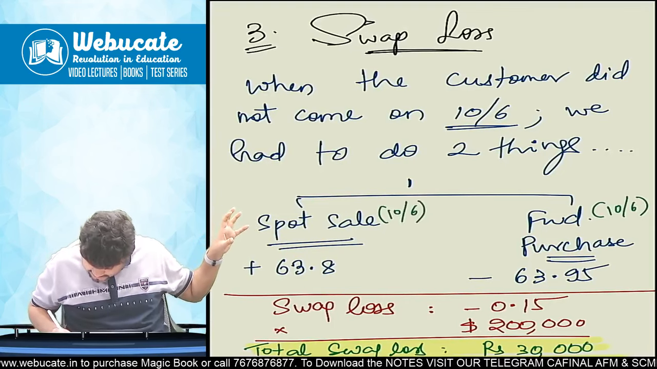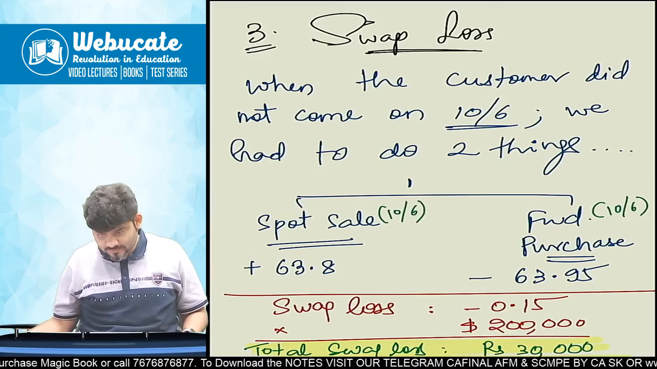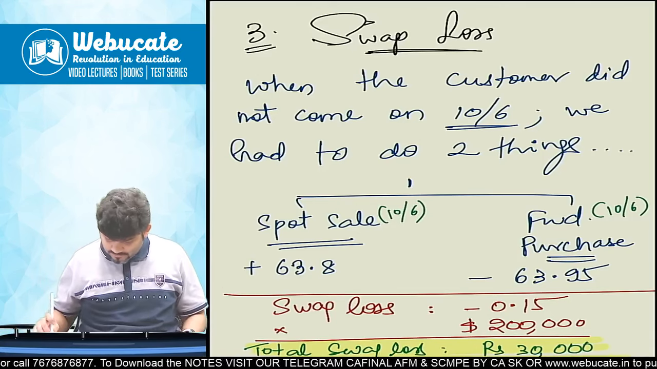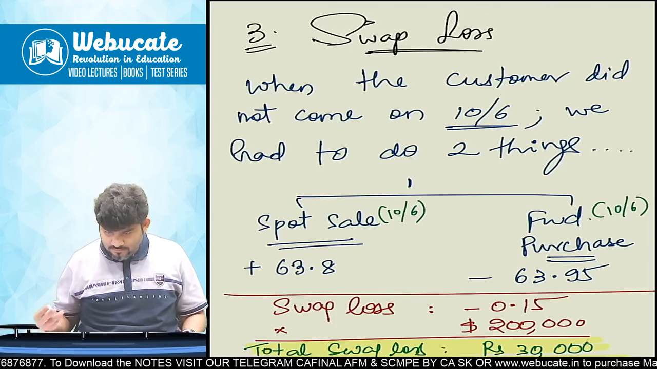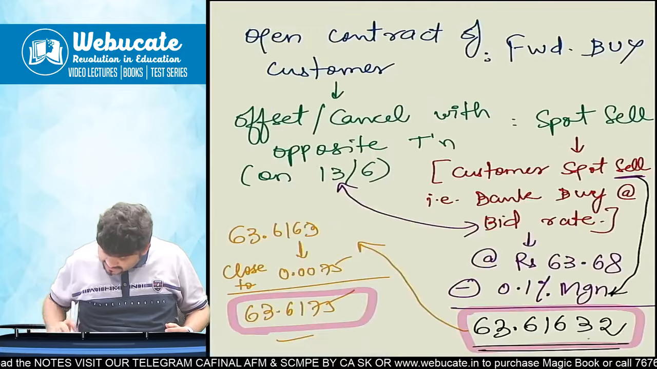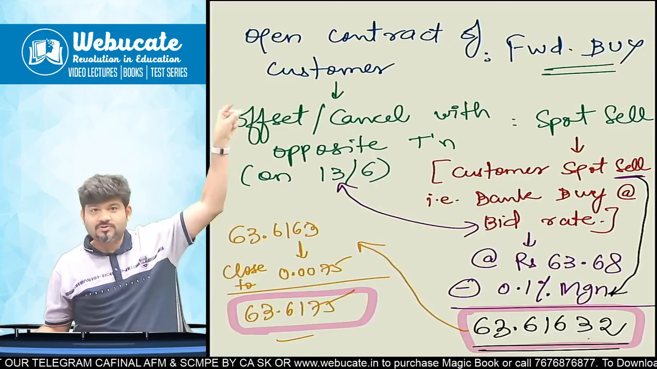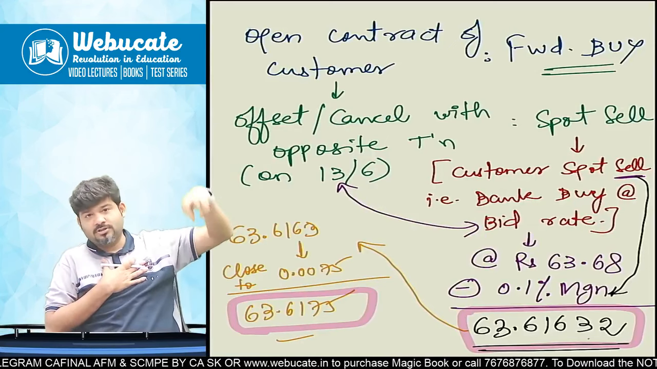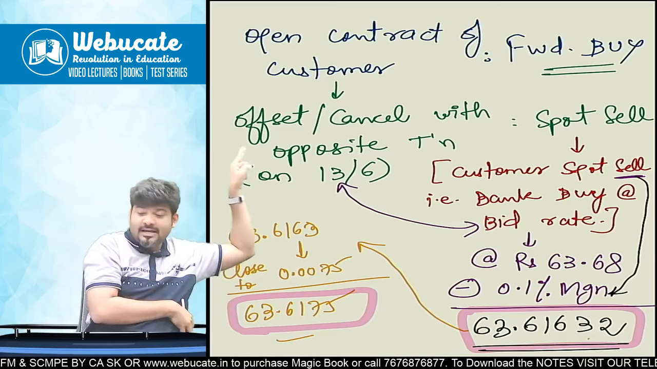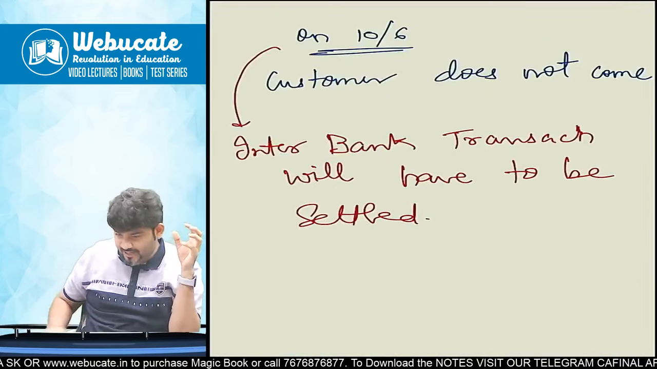Spot sale, 10th June. And now, no, that position is not open. This forward purchase, this customer will now have to buy, forward buy. So that position is not open. My forward purchase I have taken on 13th June. Customer comes on 13th June, I will give it to him. Now he will cancel it by spot selling. So that position is not open. Don't worry, brother. Chalo. Now we are calculating interest on outlay of funds.